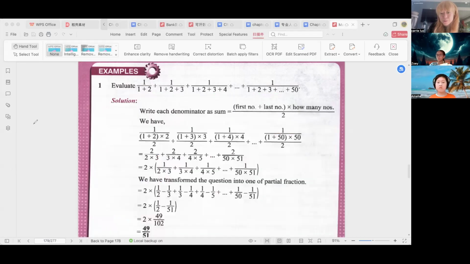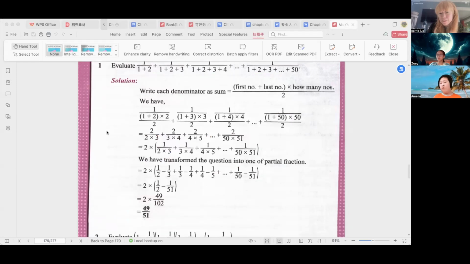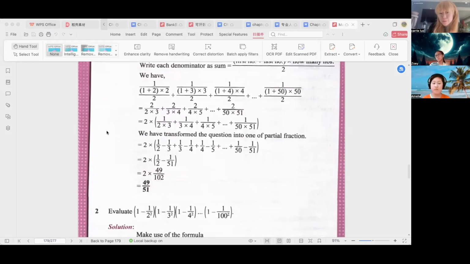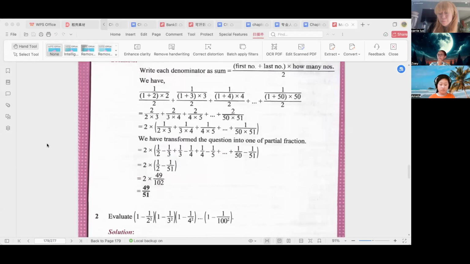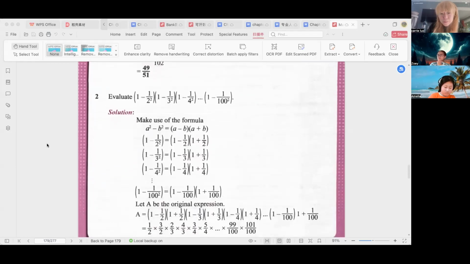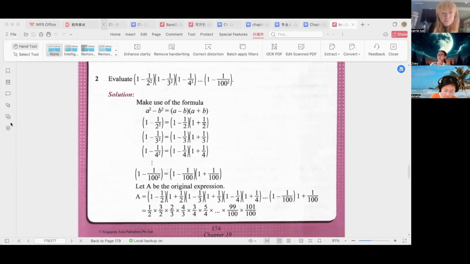Okay, so let's take this. They have exactly the same. Oh, sorry, it's 1 over 2 minus, so it's like that. Sorry, there's no 1. Get it? Okay, so let's take a look at the next one.